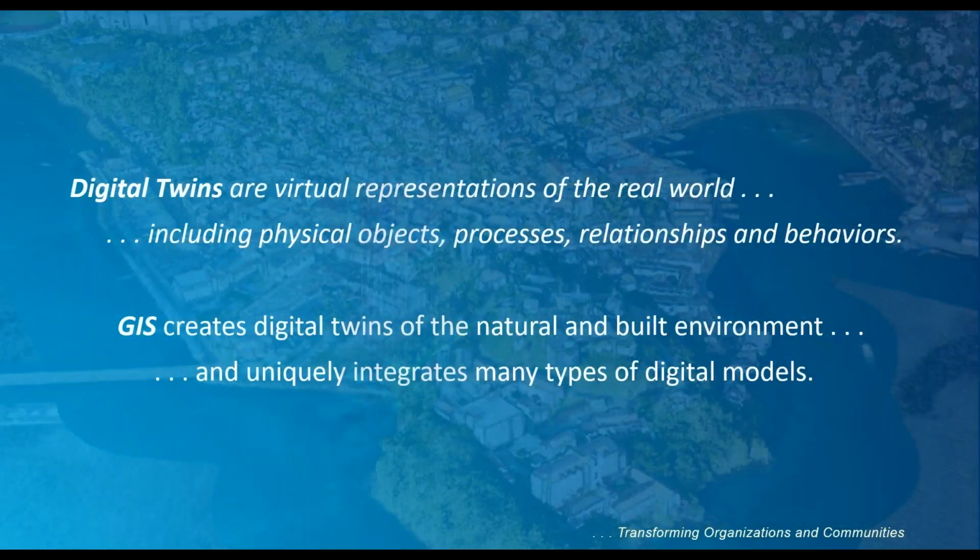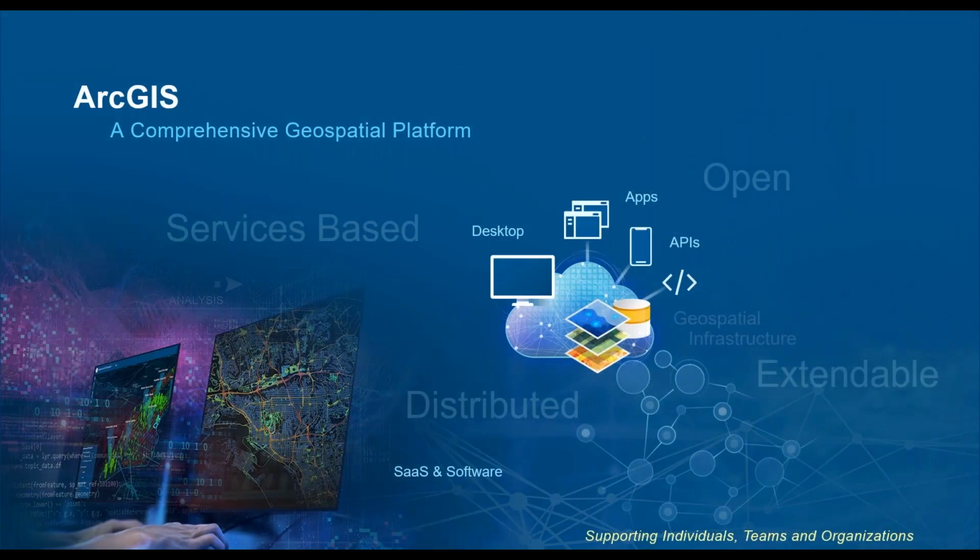So let's get started. First, a definition of what is a digital twin. Digital twins really are a virtual representation of the real world, including physical objects, processes, relationships, and behaviors. And GIS allows us to create a digital twin of both the natural and the built environment. And of course, here at Esri, as we think about digital twins, we start thinking about how the ArcGIS system can be used to create that digital twin.